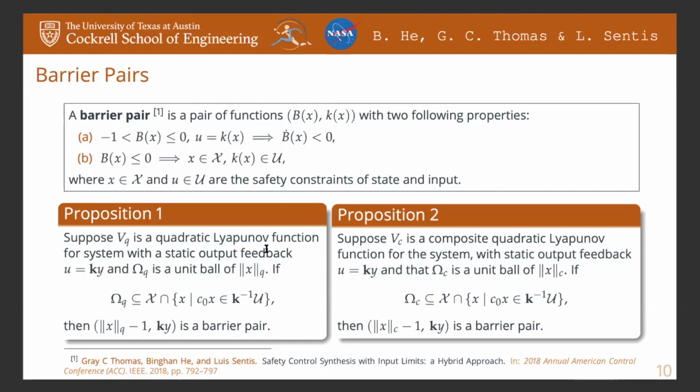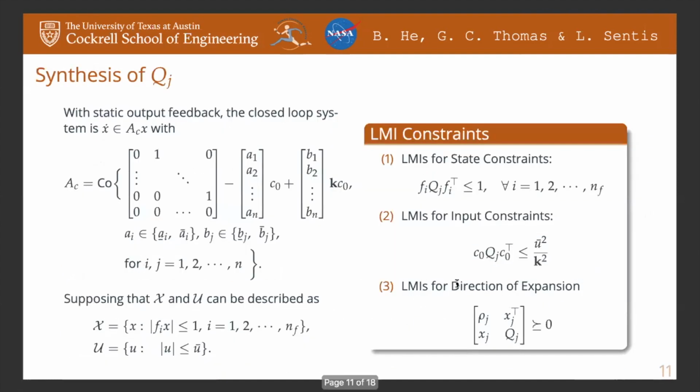Let us consider the quadratic Lyapunov function for the system with a static output feedback controller. The unit level set of this quadratic Lyapunov function is inside the safe state space region. Then we obtain a barrier pair of a barrier function based on the Q-norm of this quadratic Lyapunov function and this output feedback controller. Similarly, we can build a barrier pair based on the C-norm and the output feedback controller. Now, the question is how we can synthesize these barrier pairs based on the output feedback controllers.